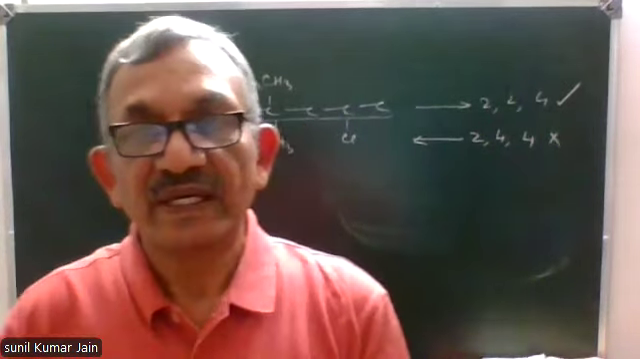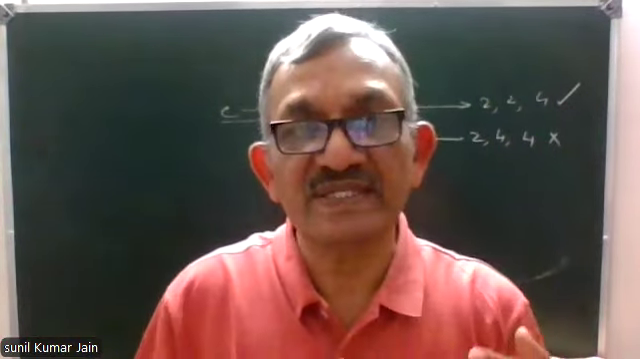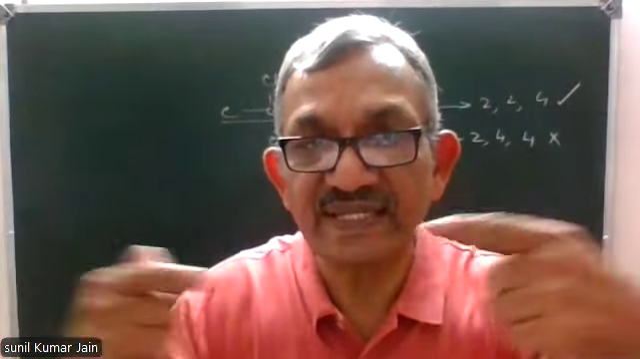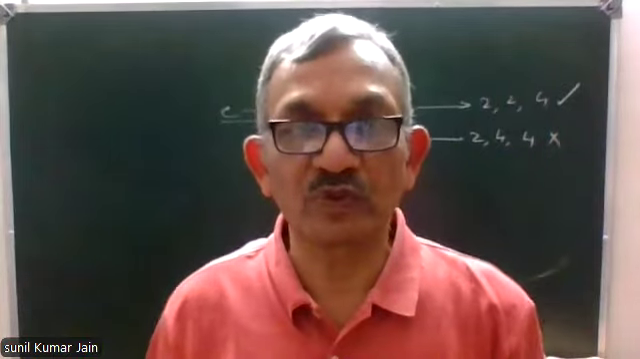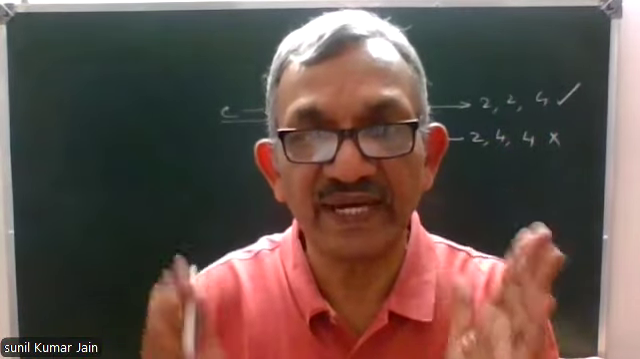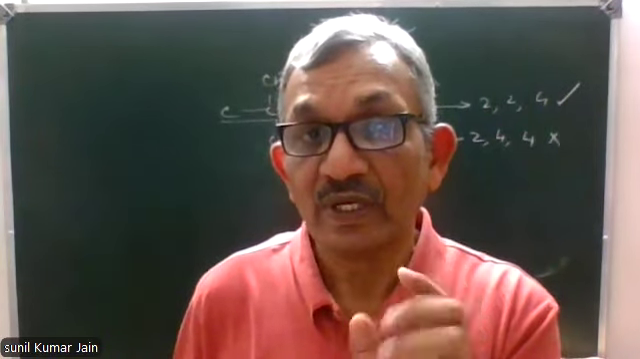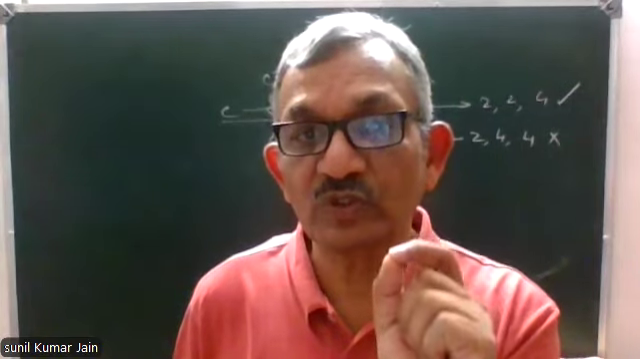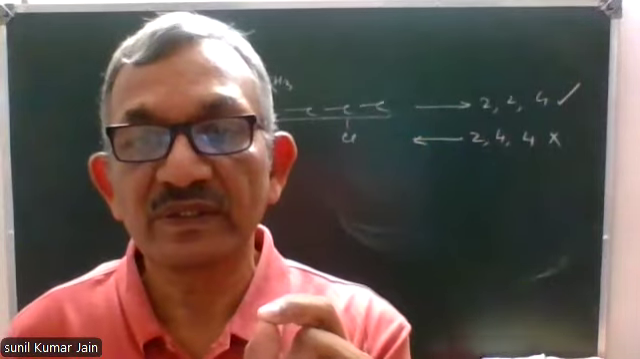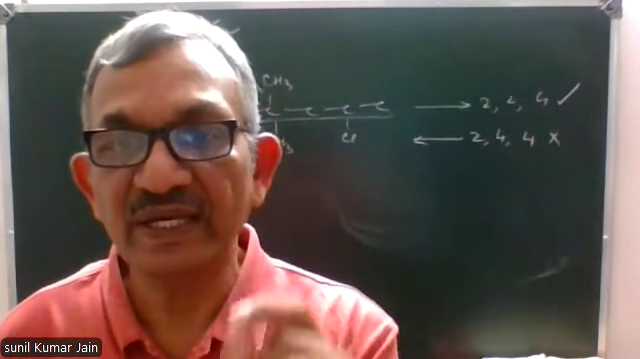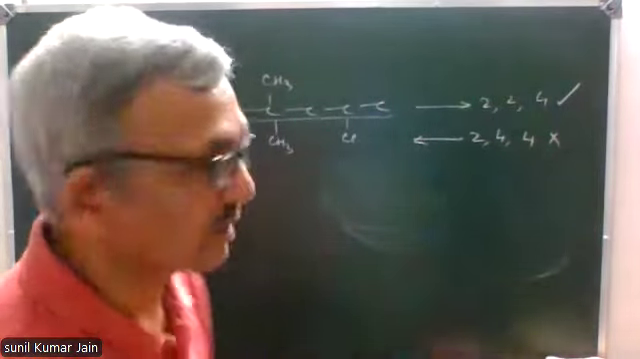But if there are, say, 2 locants and the position is the same in both directions, then in which direction should we count? Remember, in that case, we'll count in that direction in which the lower position is given to that locant which is attached to a substituent which comes first in alphabetical order. Look here.